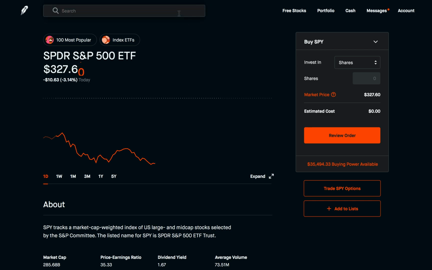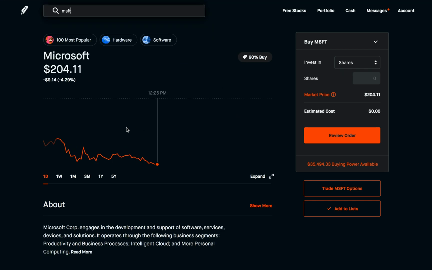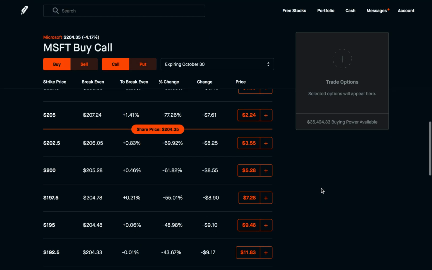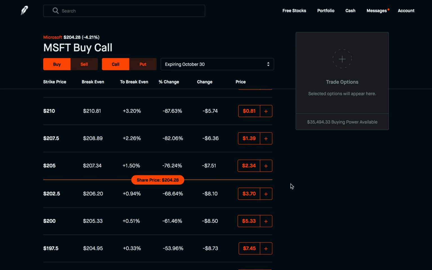So let's go over to Microsoft stock, ticker symbol MSFT. And I want to use Microsoft because it's been trading sideways for the most part today. So I want a stock that's not going to be changing a lot when it comes to their options, so I can demonstrate this. So let's say you're bullish on Microsoft. The one thing you can do when you're bullish is buy a call option. And so let's say we wanted to buy this call right here at a 205 strike price.